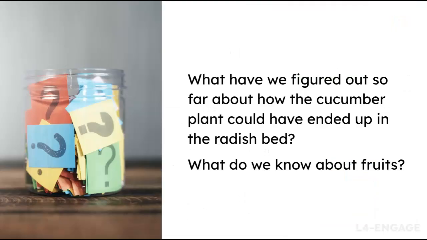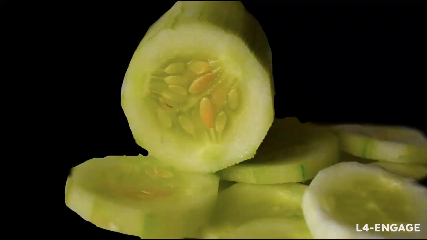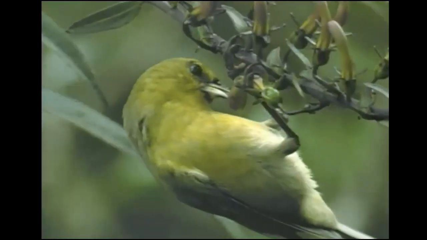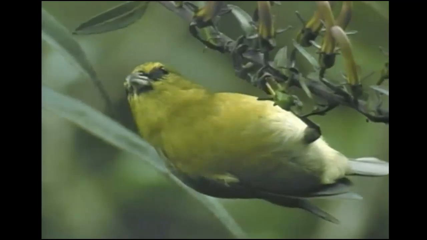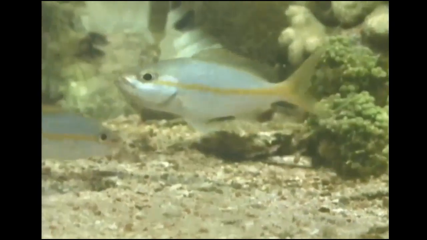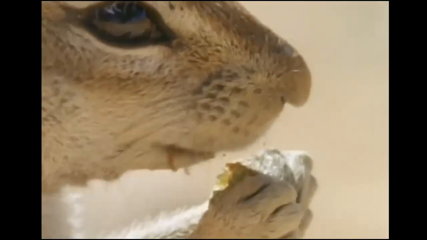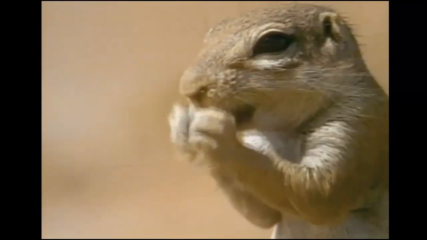To begin the Lesson 4 Engage, you'll ask students what they have figured out so far about how the cucumber plant could have ended up in the radish bed. You'll then ask what students know about fruits. You'll show students the picture of the sliced cucumber and show students the What Do Animals Eat video, then ask some questions. You'll return to the driving question board and add any new questions and highlight others connected to the learning goals of this lesson by calling attention to questions about how animals move seeds from place to place.